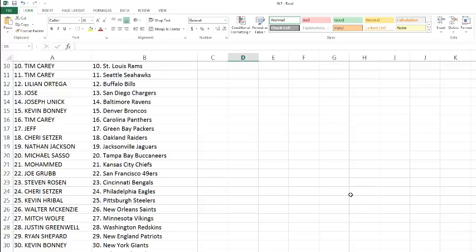Mitch, Kevin Bonney really likes the Vikings, so let him know if you want to do a trade. He's got a few teams. Justin Greenwell with the Redskins. Ryan Shepard with the Patriots. Kevin Bonney with the Giants. Sherry with the Colts. And Ben with the Jets.